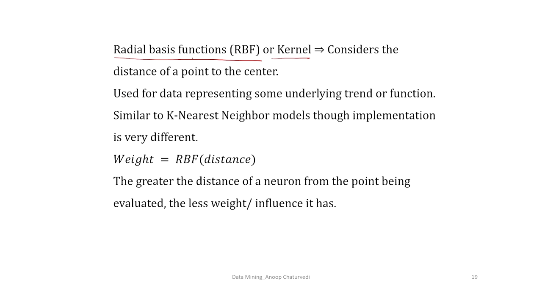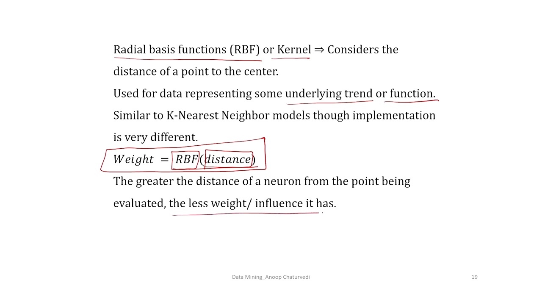This radial basis function can be used for data representing some underlying trend or function. So, suppose your data has some kind of underlying trend, then to model or evaluate that trend, you can make use of this radial basis function. It is quite similar to k nearest neighbor models, but has a slightly different implementation. In general, your weight is equal to RBF of distance. You define the radial basis function for the distance of a point from the center. The greater the distance of a neuron from the point being evaluated, the less weight influence it has.